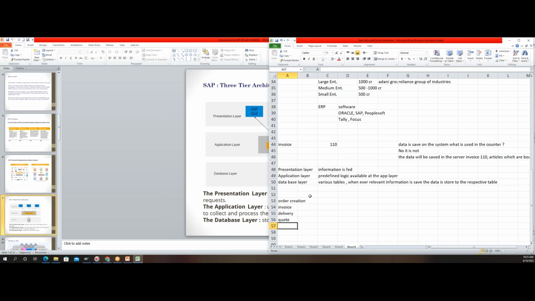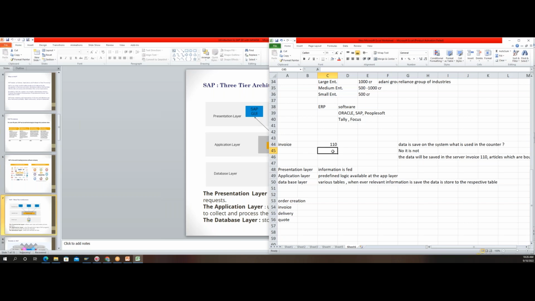So that when I want to retrieve the invoice, say for example, this 1001 customer will come back to the store again, and he'll say the product is defective. He needs a replacement. So what I need to do is check what is the invoice which was created, 110, and whether the same article is there inside that invoice or not. That is something I have to verify.